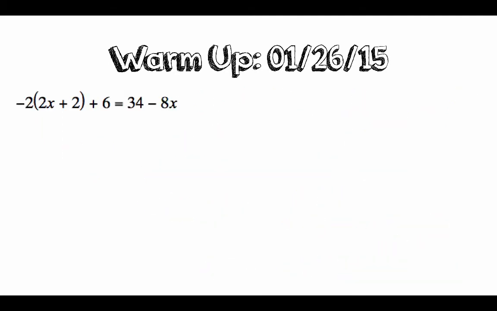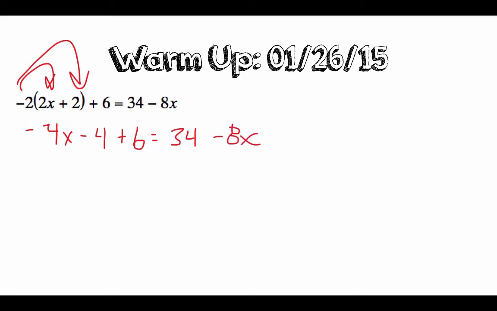All right, the last one is just a simple multi-step equation. Distribute, pay attention to your signs. So negative 4x minus 4 plus 6 equals 34 minus 8x. First things first, let's combine our like terms. Those are the only two like terms that we have. So we get negative 4x plus 2 equals 34 minus 8x.